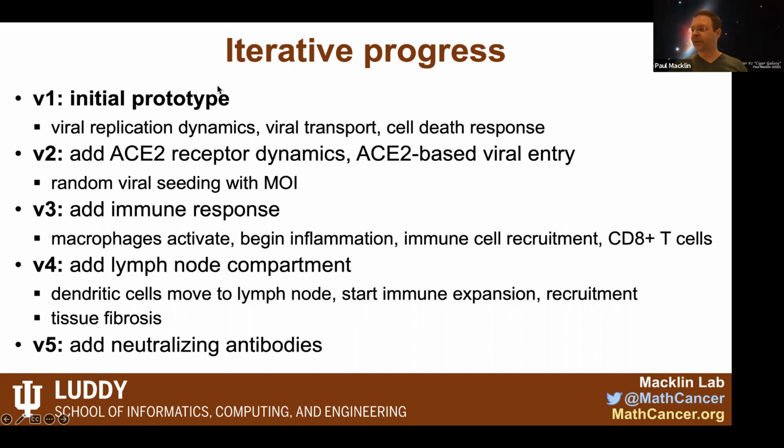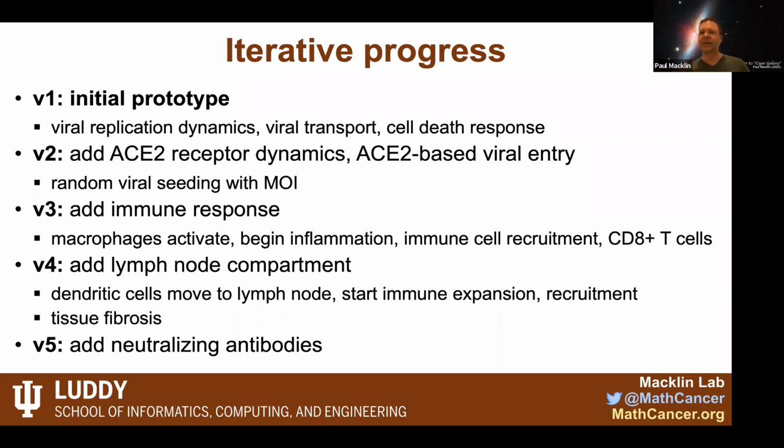And while we released that prototype, we started building our coalition. The version 2 model said, well, virus doesn't just stick to a cell and enter, it has to attach to a receptor. So we added some really basic ACE2 receptor dynamics, saying that virus had to bind to the receptor, get internalized, has to dimerize, release its contents inside the cell, and then can either be degraded or traffic back up to the surface.